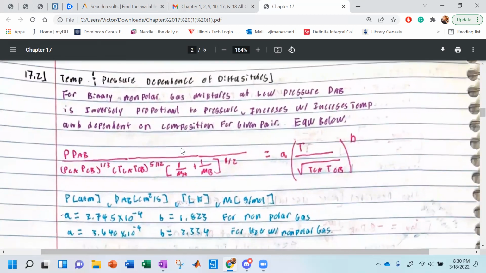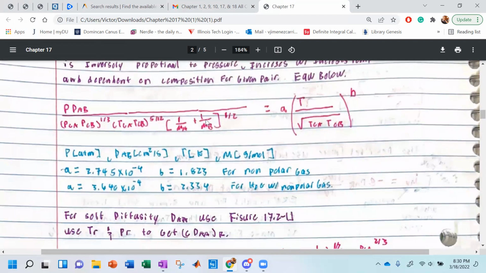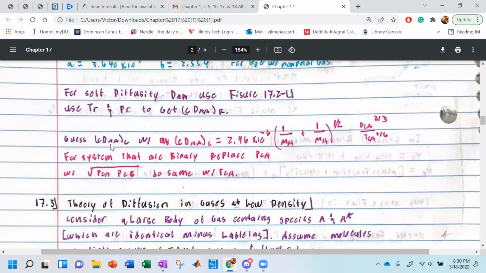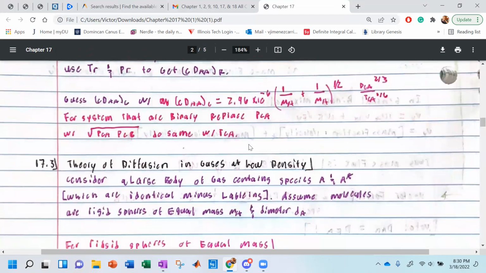If you ever need to talk about pressure and temperature dependencies of diffusion for a binary nonpolar gas mixture at low densities, you can find D_AB using this disgusting equation where I give you the parameters and the units of everything so you can plug and chug. For self-diffusivity of D_AB, you can also use figure 17.2-1, where you can get the reduced temperature and reduced pressure, and you can get a reduced diffusivity. And you can get the other component to it, which is the critical diffusivity, using this equation, the same thing as T_c and P_c.